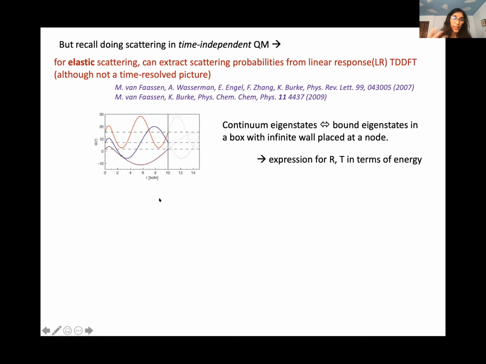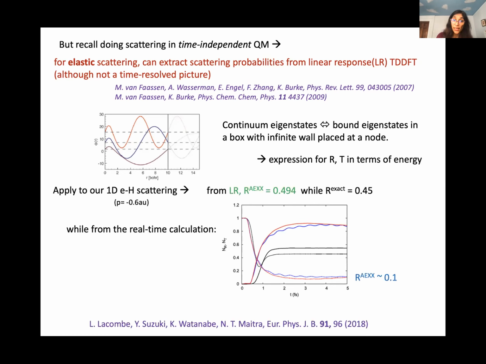And this idea actually goes back to Ugo Fano in the 1930s. So it's a clever way to get scattering phase shifts from bound, box boundary conditions. They were able to derive an expression for the reflection coefficient, transmission coefficient, or scattering phase shifts in terms of the energy. We looked at this for our 1D electron-hydrogen scattering problem, adapted it for 1D, and found that from linear response, the reflection coefficient given by adiabatic exact exchange is 0.494, while the exact was 0.45. Well, it's not that bad.